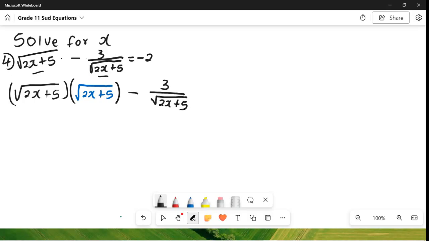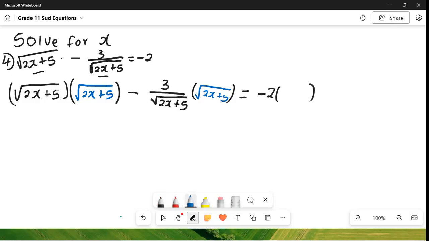We are going to multiply this. We can also put it in bracket like this, and we multiply it with a blue color. The square root of 2x plus 5 equals, on the other side we have -2. Yes, the -2.